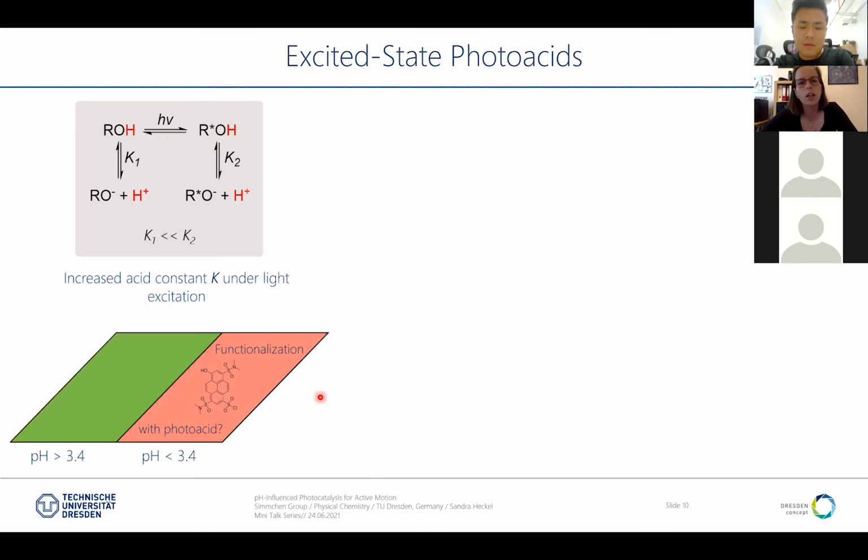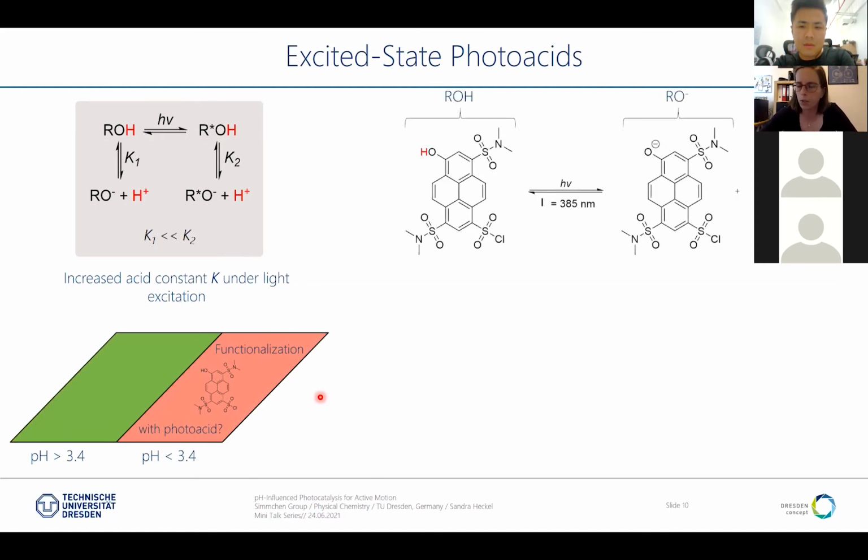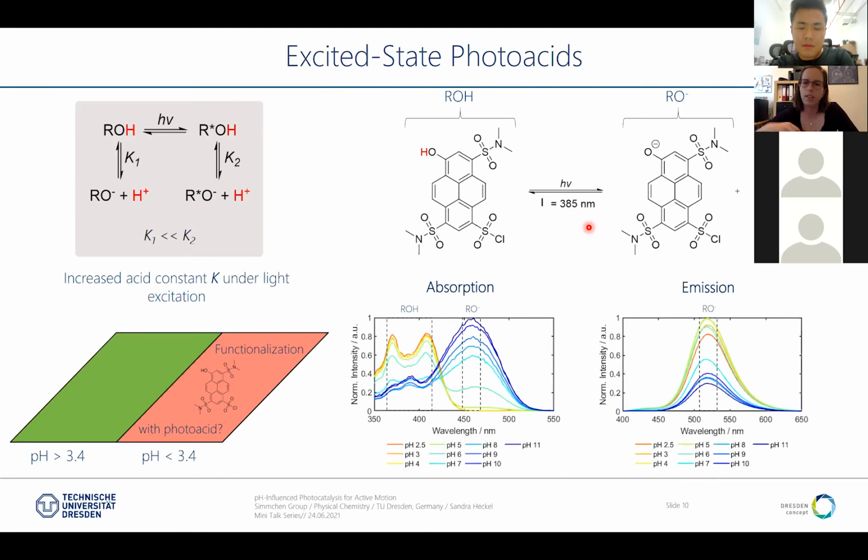So we found collaborators who were happy to do this with us from the group of Gregor Jung at Saarland University, who provided this photoacid to us. You can see it's a pyranine derivative with the acidic proton here in the top left. When you shine UV light on it, it goes to this excited state and transfers a proton. This behavior you can also see in spectroscopy of this dye.